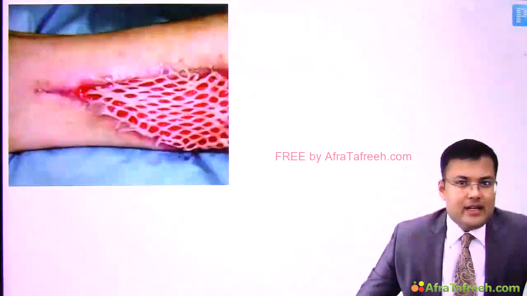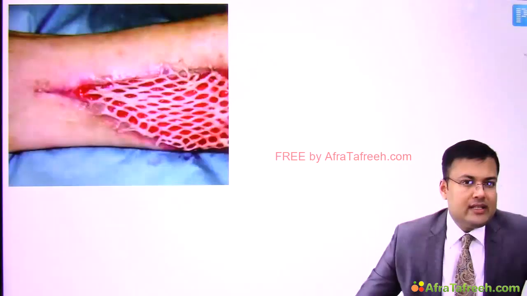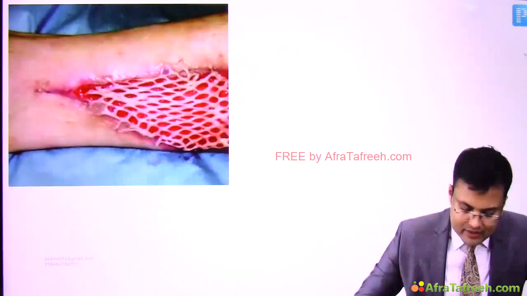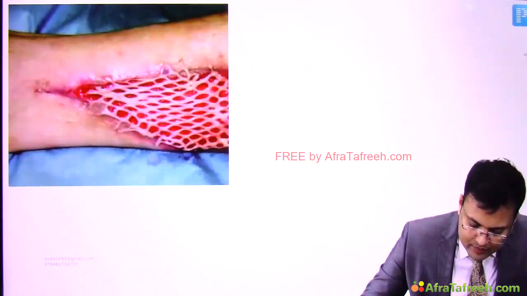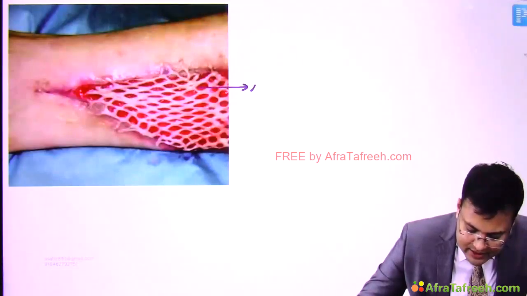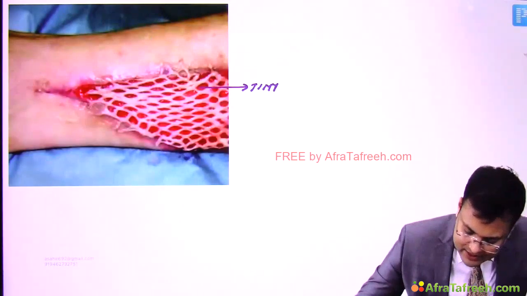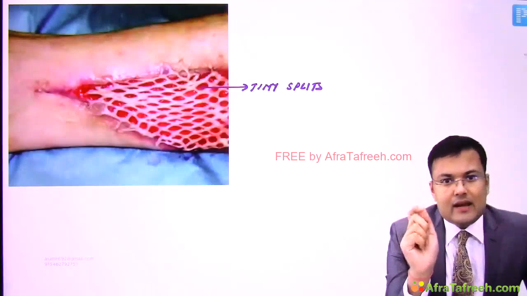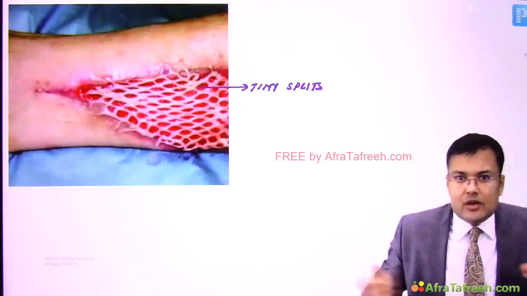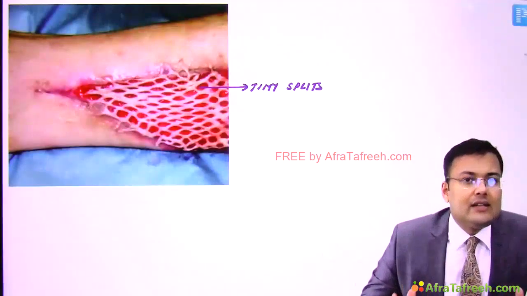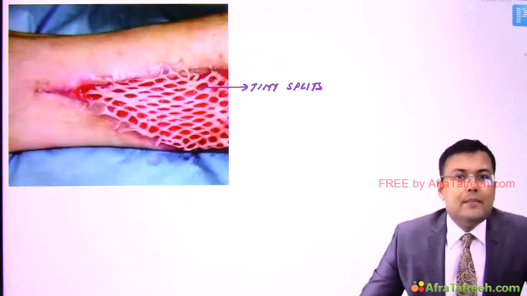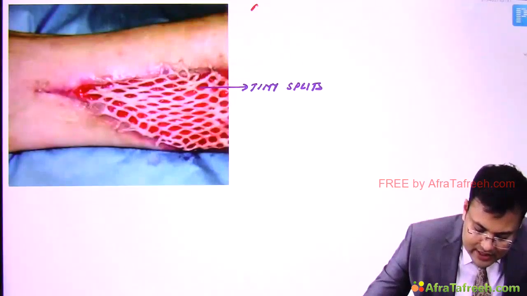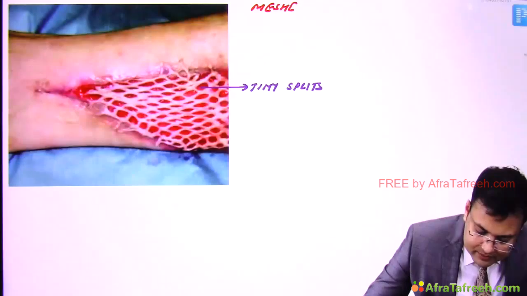Now see this image and tell me what this skin graft is. Here you can see the skin graft is stretched, and in this skin graft there are tiny holes also. Tiny splits are created in the graft so that a small graft can be stretched and cover or resurface a larger area. So this is known as meshed skin graft.